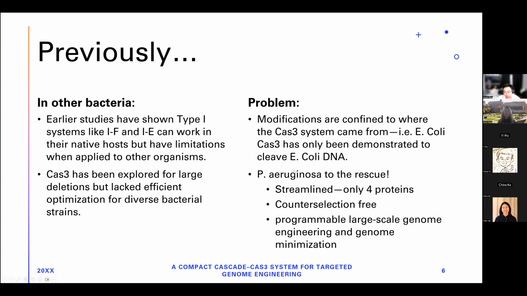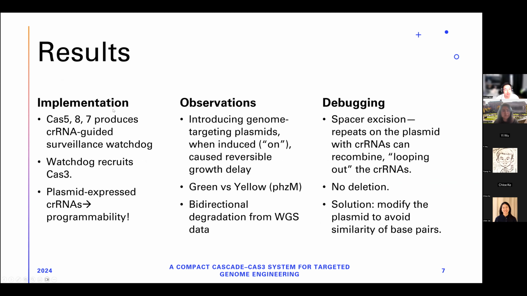P. aeruginosa is one of those bacteria that caught the researchers' attention because it's streamlined and only has 4 proteins. It's counter-selection free, meaning you don't have to apply antibiotic resistance, like an AMP selection, on the plate to make sure that Cas3 works. It's just already there, able to be used. It's also programmable, and we talked about the scale issue, so it's really ideal for what we're going to do here. And I'm just going to briefly go over the results here.